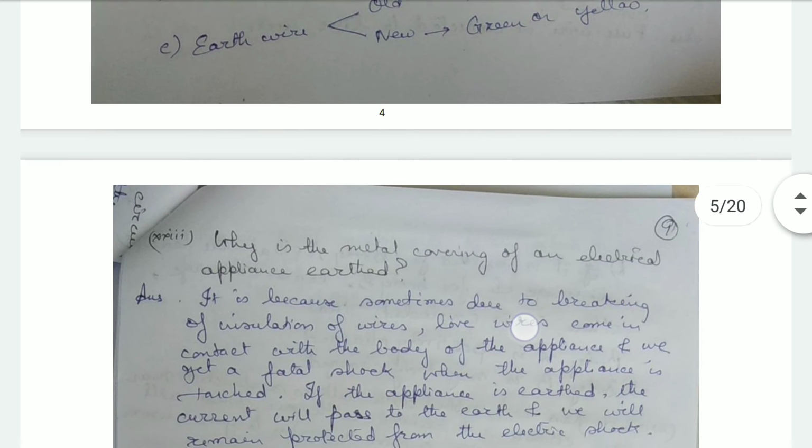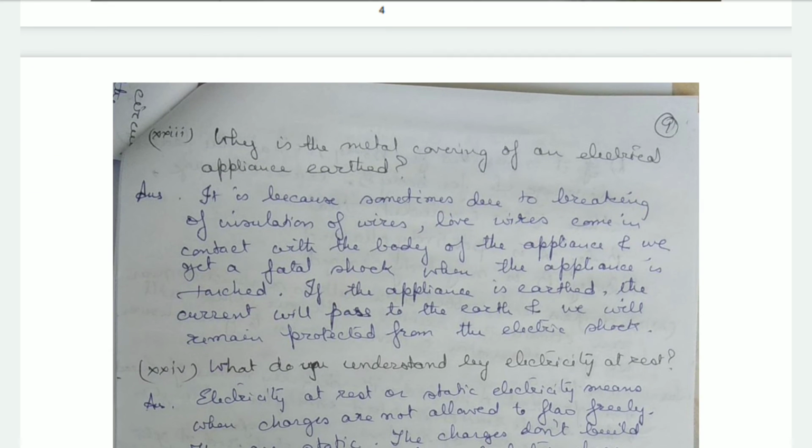Okay. Now next is, why is the metal covering of an electric appliance earthed? It is because sometimes due to breaking of insulation of wire, live wires come in contact with the body of the appliance and we get a fatal shock. When the appliance is touched, we get a fatal shock because the live wire comes in contact with the body of the appliance. If the appliance is earthed, the current will pass to the earth and we will remain protected from an electric shock.